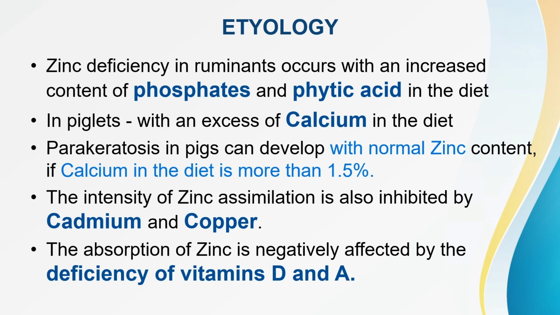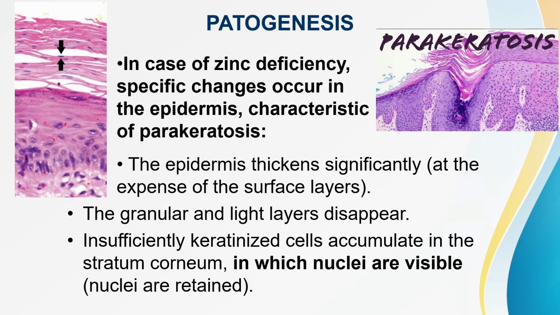In case of zinc deficiency, specific changes occur in the epidermis, characteristic of parakeratosis. The epidermis thickens significantly, at the expense of the surface layers. The granular and light layers disappear. Insufficiently keratinized cells accumulate in the stratum corneum, in which nuclei are retained.